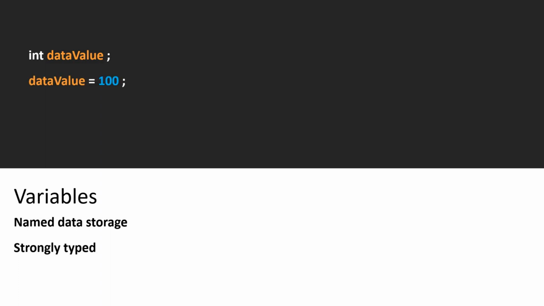Now, when we work with variables, we can declare and assign the variable in separate statements, as we did with dataValue, or we can do it all in one step. So our variable myInfo is of type int, and as part of its declaration, we've set its initial value to 200. By convention, variable names consist of only letters and numbers.